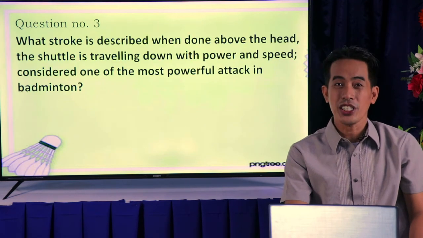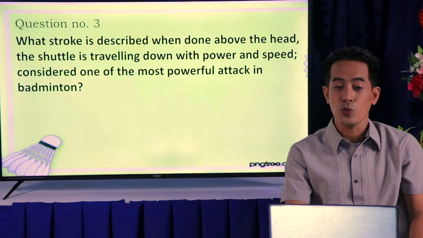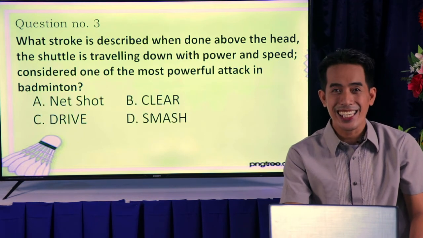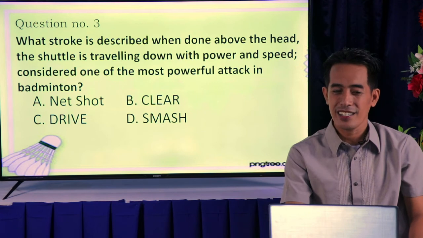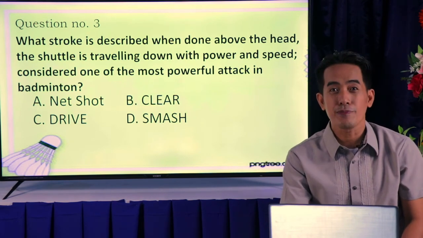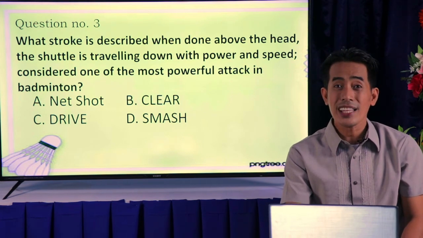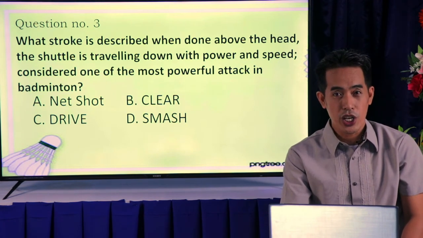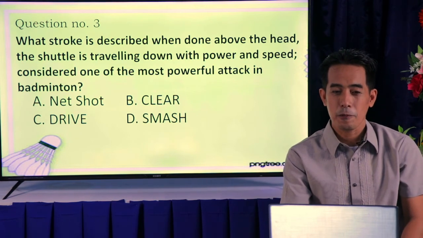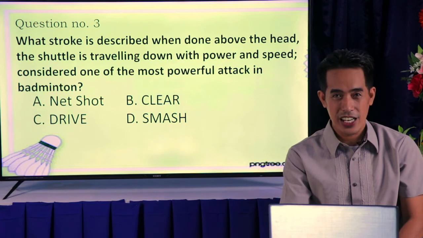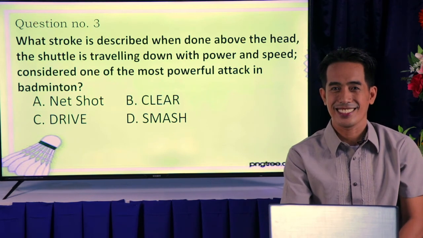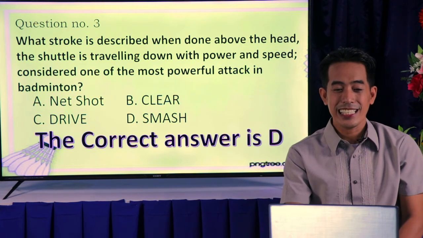Clear. Question number 3. What stroke is described when done above the head, the shuttle is traveling down with power and speed, considered one of the most powerful attack in badminton? A. Net shot, B. Clear, C. Drive, or D. Smash? The correct answer is D. Smash.